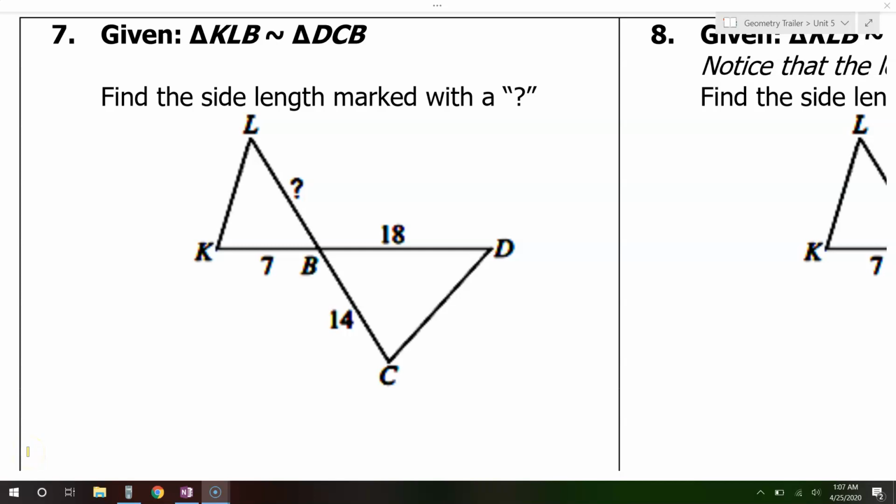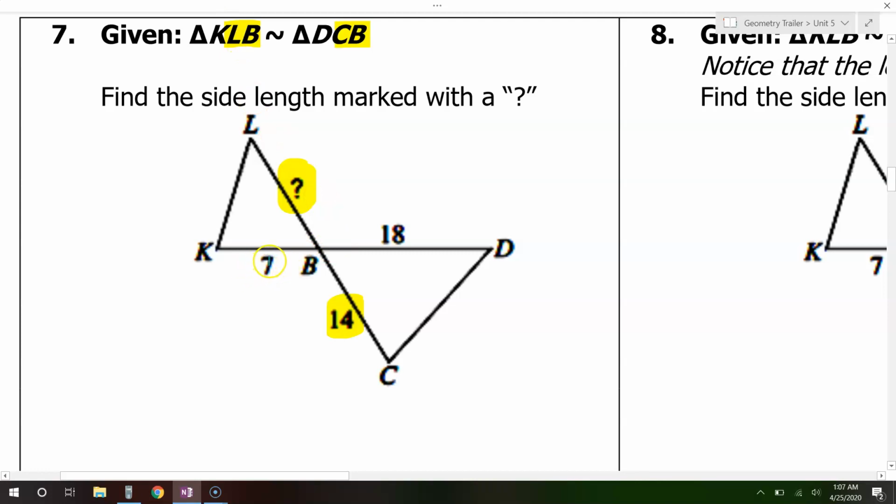In this video, I will show you how to find unknown values when you are dealing with similar triangles. So, the first thing you have to do is match up the corresponding sides using the similarity statement. For example, I see that we are looking for this question mark, and that is side LB. So here's LB, and that's going to correspond with CB. And here's CB. So these are corresponding sides.